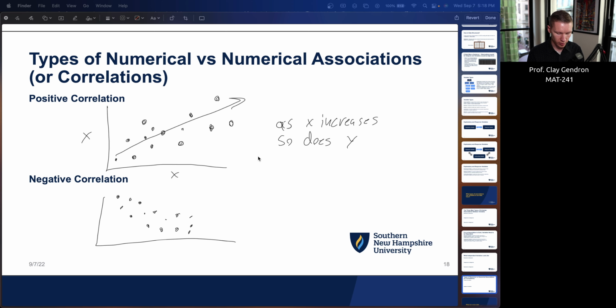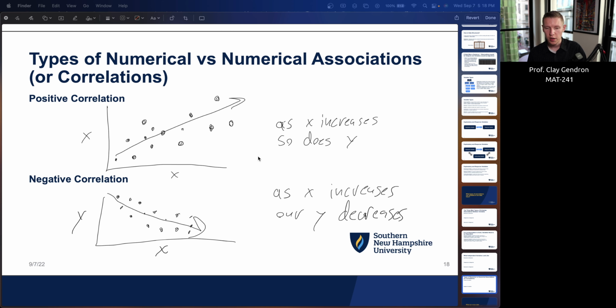So if we draw a line of best fit here, it's going to look something like this. As x increases, our y decreases. Let's draw the x and a y here. So in the negative correlation, when there's an increase in x, we see a decrease in our y.